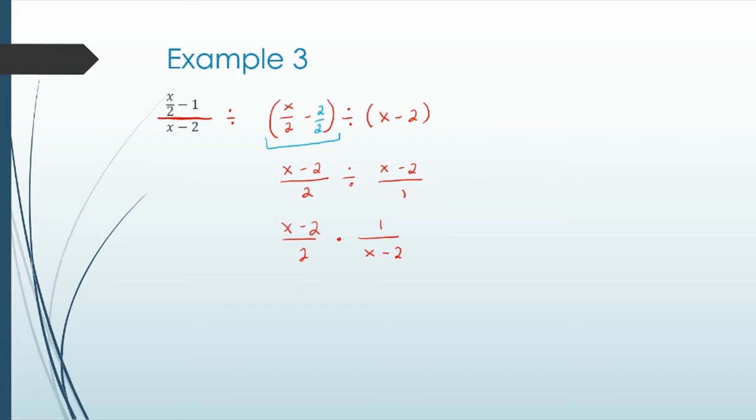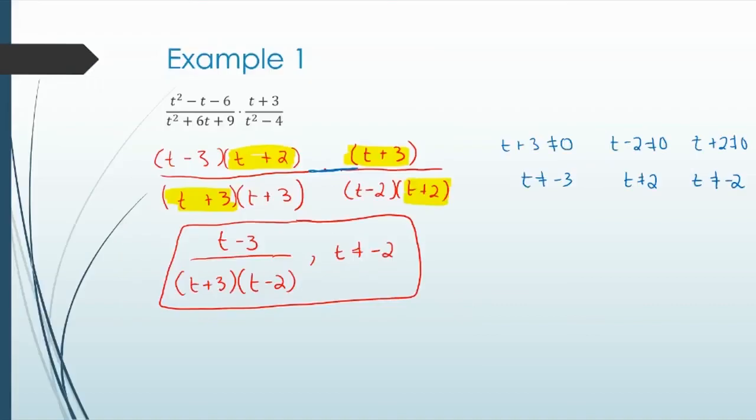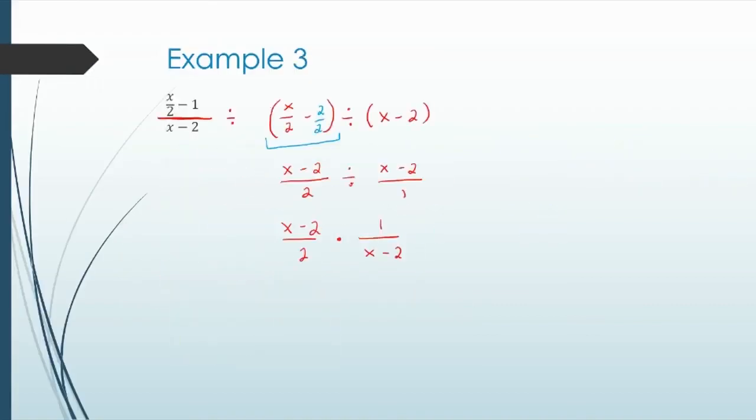So before I do anything, I need to find the domain. And you always do the domain after you've turned it into multiplication. I didn't really make that clear in the steps. I have that in order in the steps, but finding the domain has to be after you flip it into multiplication. Otherwise, your domain will be incorrect.